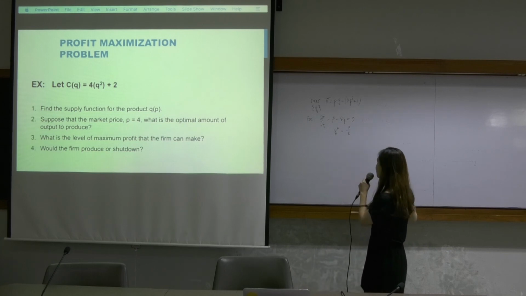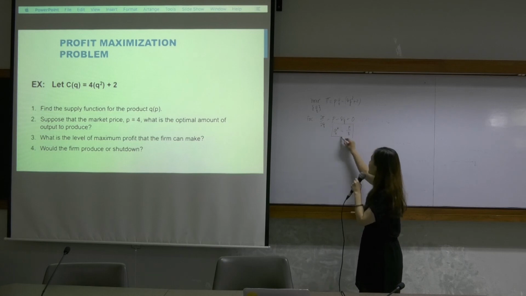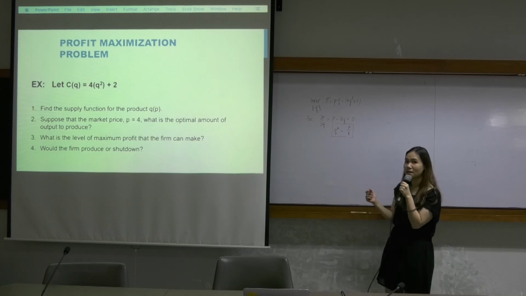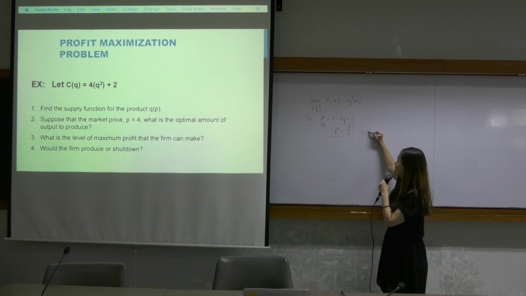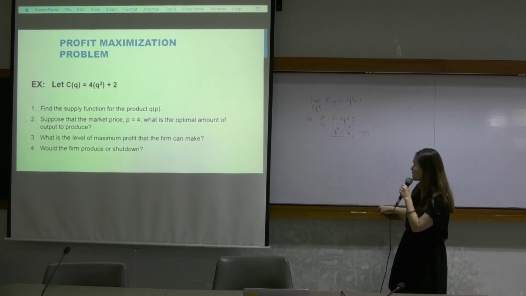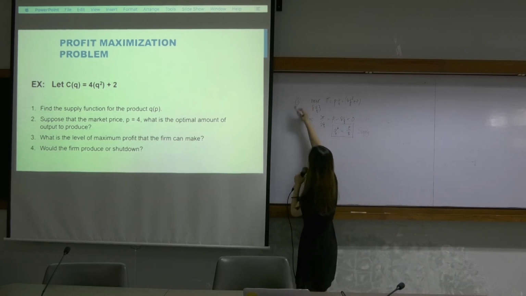So when you have a function of the optimal level of Q, or basically the Q that the firm would like to produce as a function of P, what do we call this? This is the supply function, the firm supply function. So that's it for part 1.